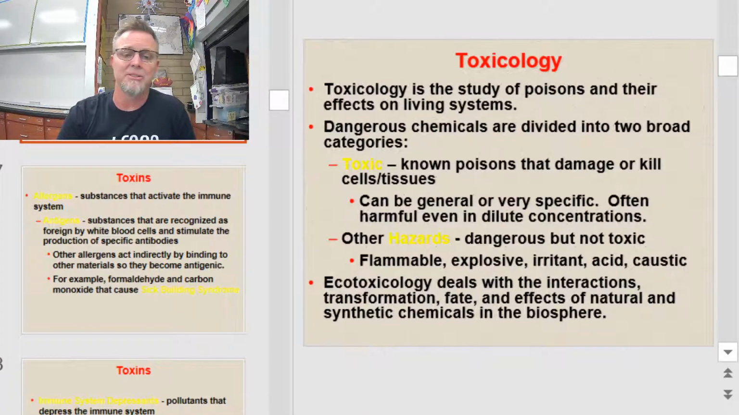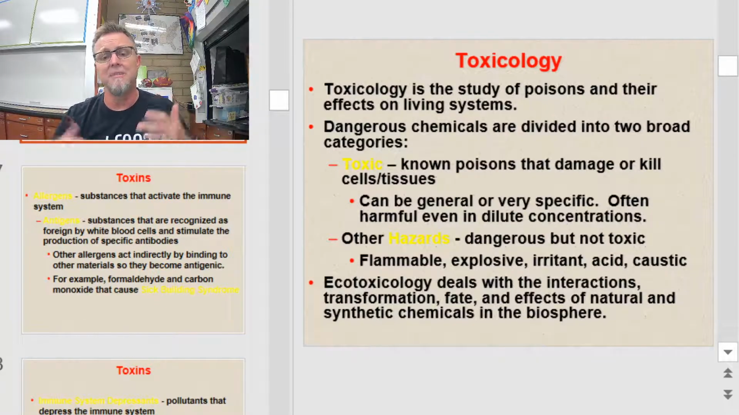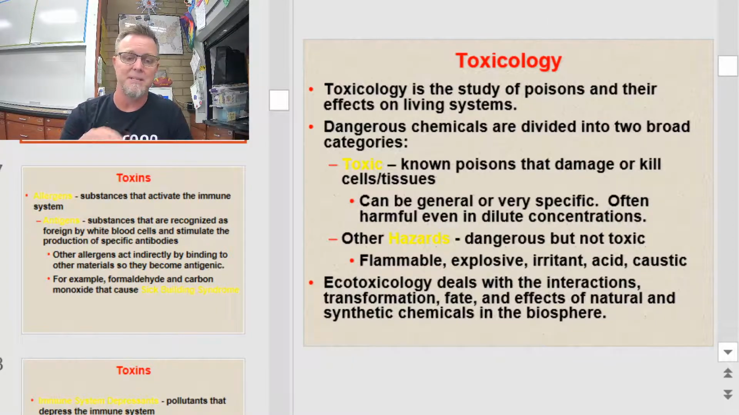Dangerous chemicals are actually divided up into two broad categories. Those categories are toxic or hazardous. In order for you to be toxic, that poison or chemical would have to damage or kill cells and tissues. And these could be very, very specific, like maybe they just attack your thyroid gland or your liver. So when we think about toxic, these things are often harmful even at really, really low concentrations, which is what it means there on the slide when it says dilute concentrations. Like you don't need much to do a lot of damage.